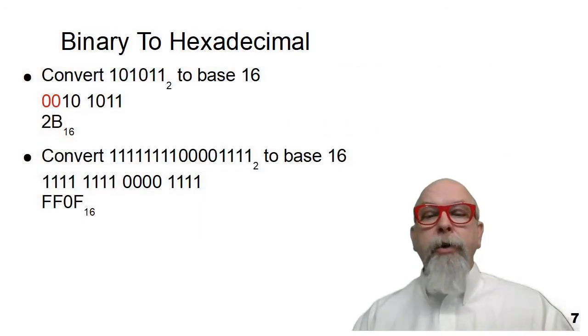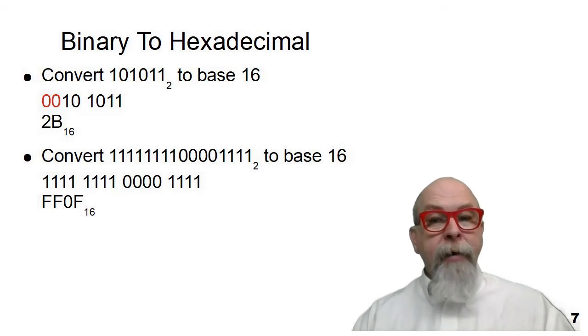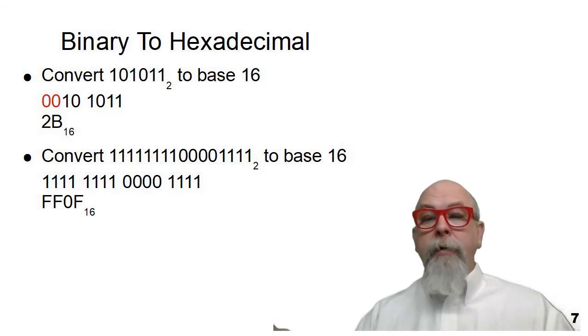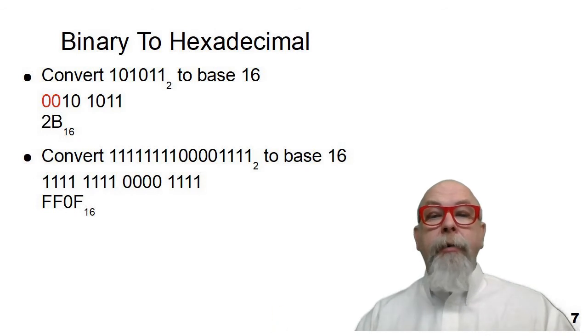Here I convert two binary numbers to hexadecimal. The first, 101011, I break into groups of 4, and I've padded the last group out, so I now get 0010 and 1011. Well, 0010 is 2, so write a 2, and 1011 is 11, right? 8 plus 2 plus 1 would be 11, and that's a B.